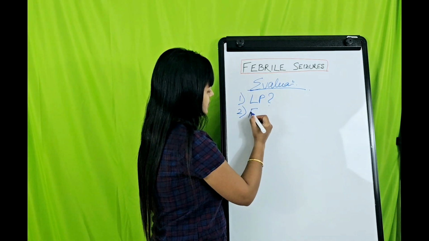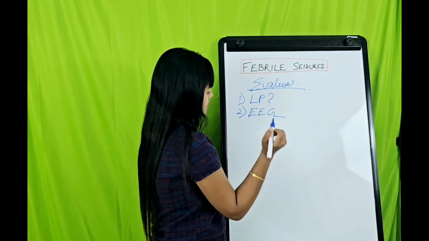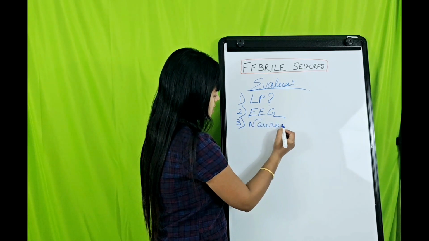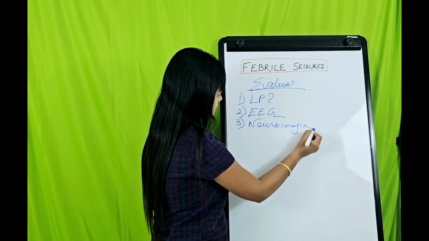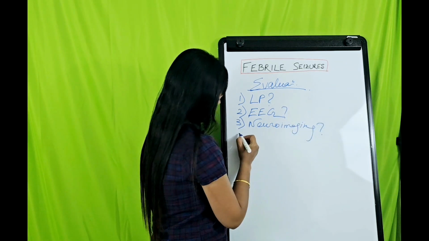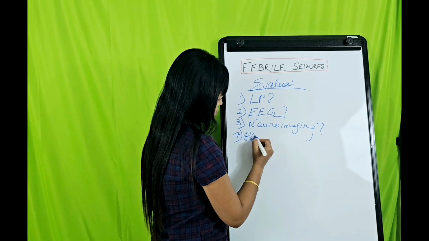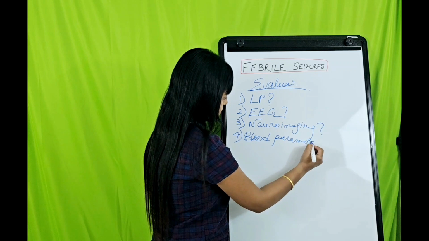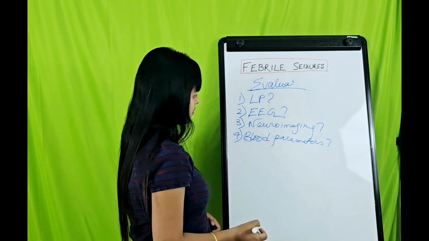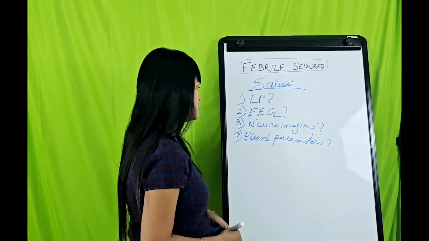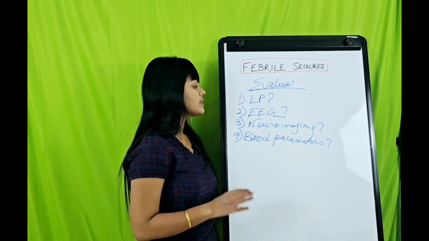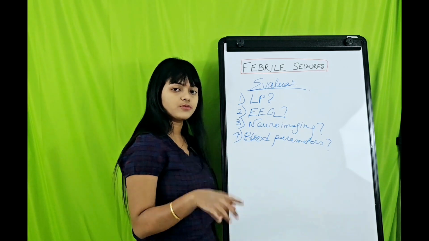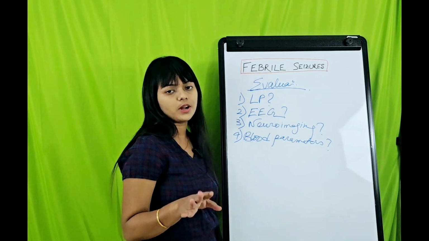Next is the EEG, okay, followed by neuroimaging, okay, and last but not the least is the blood parameters. Okay, so see students, everywhere I have kept an interrogation mark. So there are no certain indications that you have to do LP, you have to go for EEG, you have to go for neuroimaging, or you have to do blood parameters.